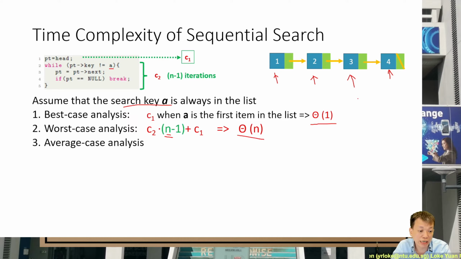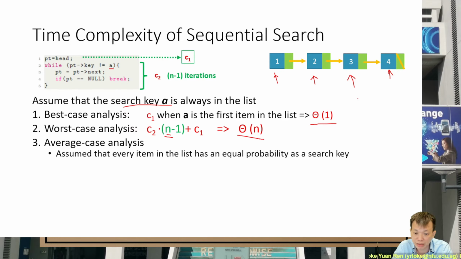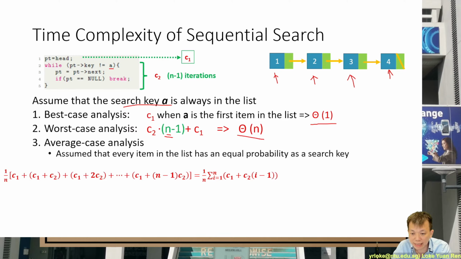All have equal chance. Theoretically, I can make this assumption. I think it makes sense. The search key, you give me a search key, it can be the first item, can be the second item. If there's no special reason, I think I can make the assumption that they have an equal probability. Every item in the list has an equal chance as a search key. So in that case, I need to consider all the possible cases.